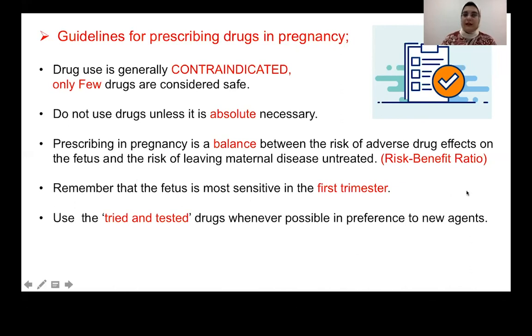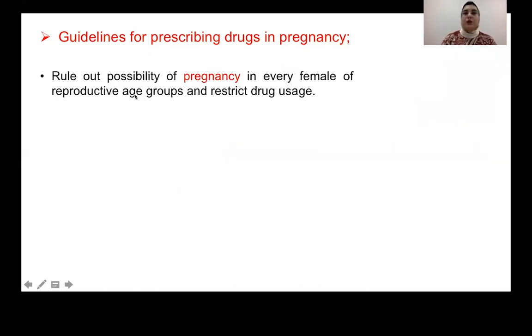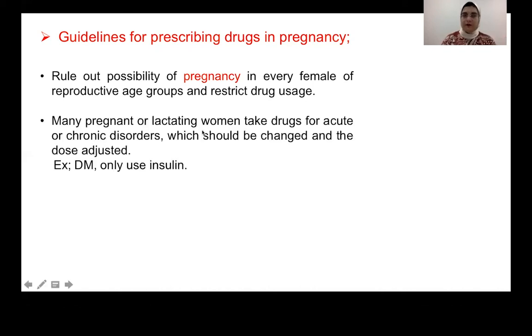Use the tried and tested drug whenever possible in preference to new agents. We always say old drugs are safer than new drugs. Use a lower than usual dose for the shortest period of time. And rule out the possibility of pregnancy in every female of the reproductive age group and restrict drug usage. Again, please ask your female patients 2 questions. Are you pregnant or expecting pregnancy, or are you a lactating mother?